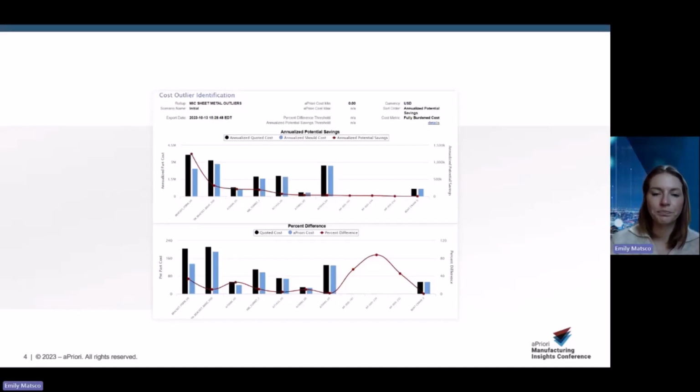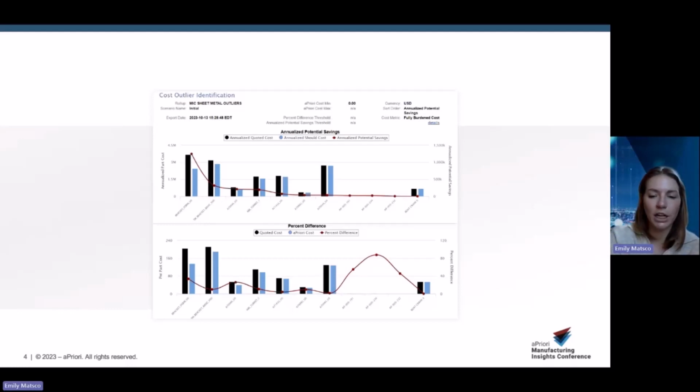from aPriori. So again, we want to start with looking at our annualized potential savings and make sure that that's substantial enough that it's going to matter to our corporation. And then the percent difference to make sure that, yes, that annualized potential savings is coming from a distinct difference between the quoted cost and should cost and not just quantity.